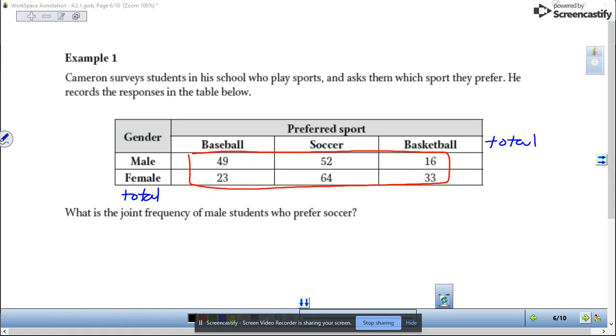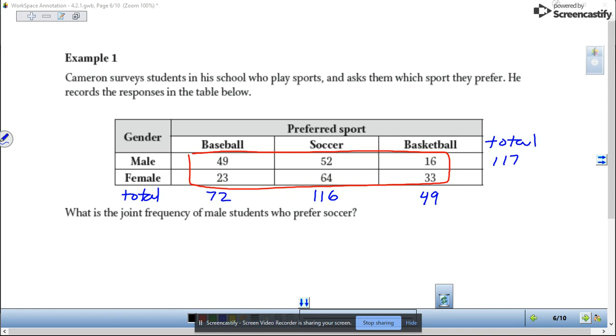Okay, so the total here, if I were to add that up, would be 72. The total here would be 116, and the total here would be 49. If I did the total number of males, the total number of guys who were polled, that would be 16 plus 42 plus 52 plus 68... So 117. I think I did my math right there. Double check that.